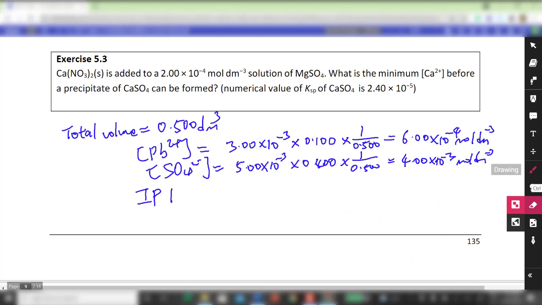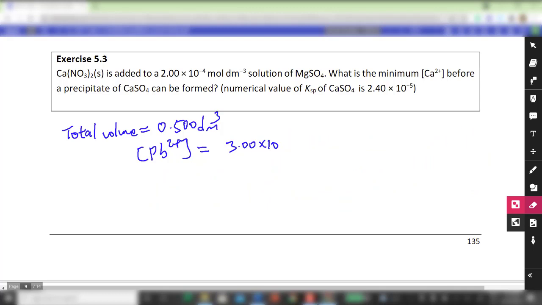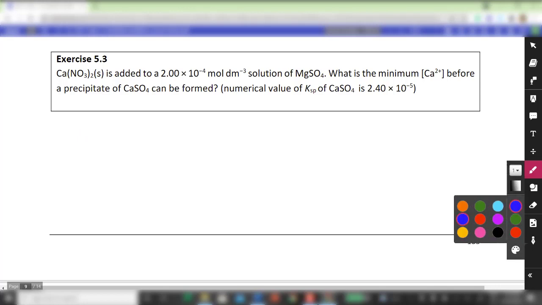Okay, so for exercise 5.3, we have calcium nitrate added to 2.00 times 10 to the power minus 4 moles per dm cube of magnesium sulfate. So what is the minimum concentration of calcium 2+ before a precipitate of calcium sulfate can be formed?